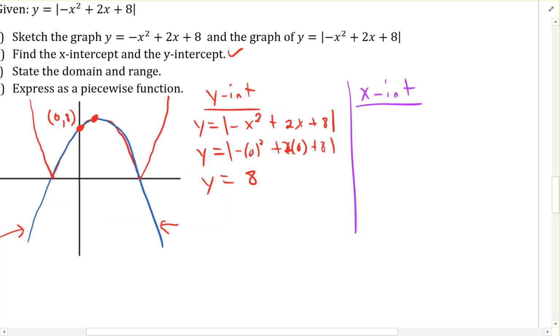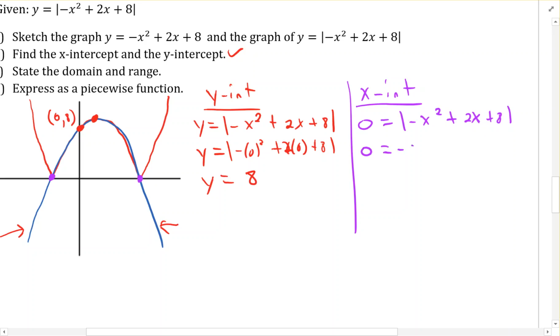That's going to be where y is equal to 0. So we'd have 0 is equal to the absolute value of negative x squared plus 2x plus 8. I don't need to do the positive version of that and then the negative version because they're going to be the same. Those are invariant points right there and right there. It's the same for both of those functions. So all I need to do is really just drop these absolute values and just solve. I should end up with two answers though, right? I've got two purple dots on this side. I should end up with two answers from this.